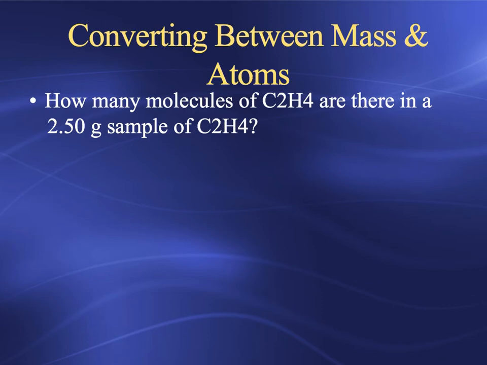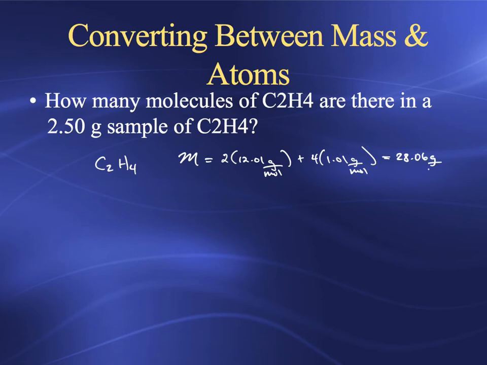So my formula here, C2H4. I want to find the molar mass of that. Well, we're going to have 2 times the mass of a carbon atom. The mass of a carbon atom is 12.01 grams per mole, plus 4 times the mass of a hydrogen atom, 1.01 grams per mole. So 12.01 times 2 plus 4.04, and that is 28.06 grams per mole. That's the molar mass for ethene.